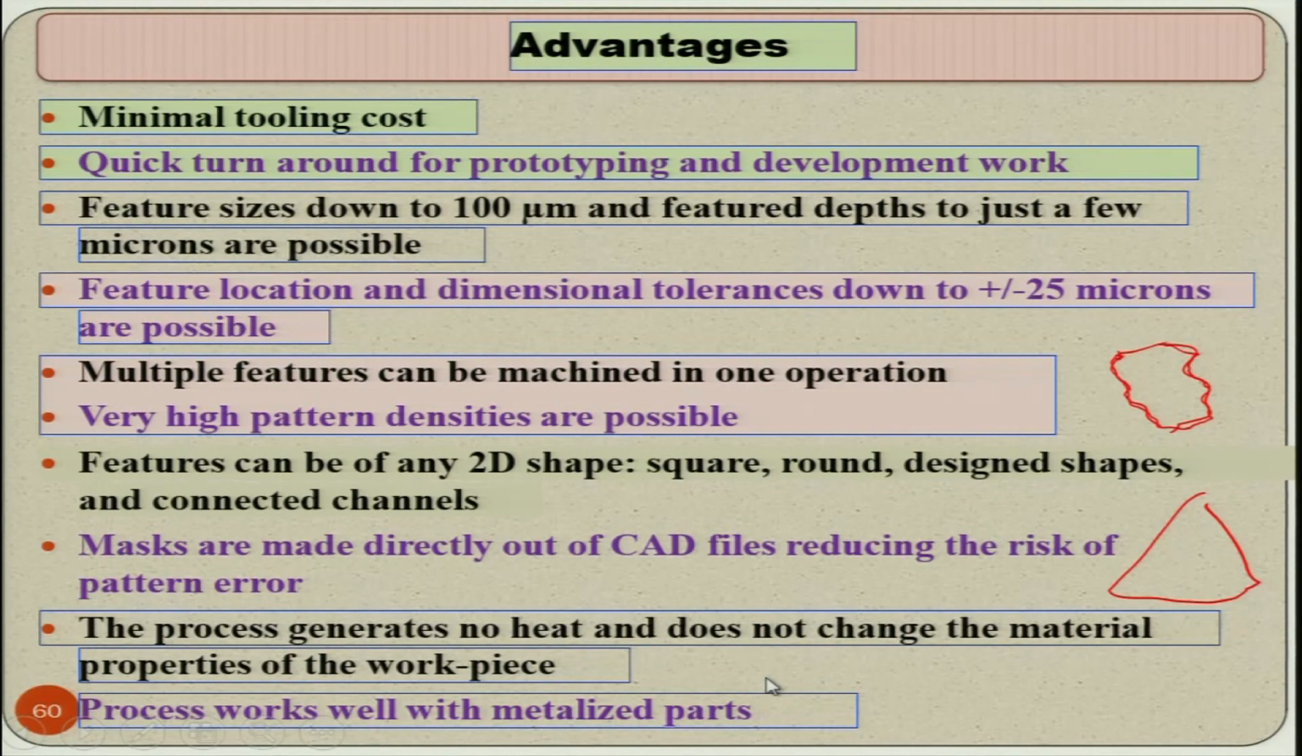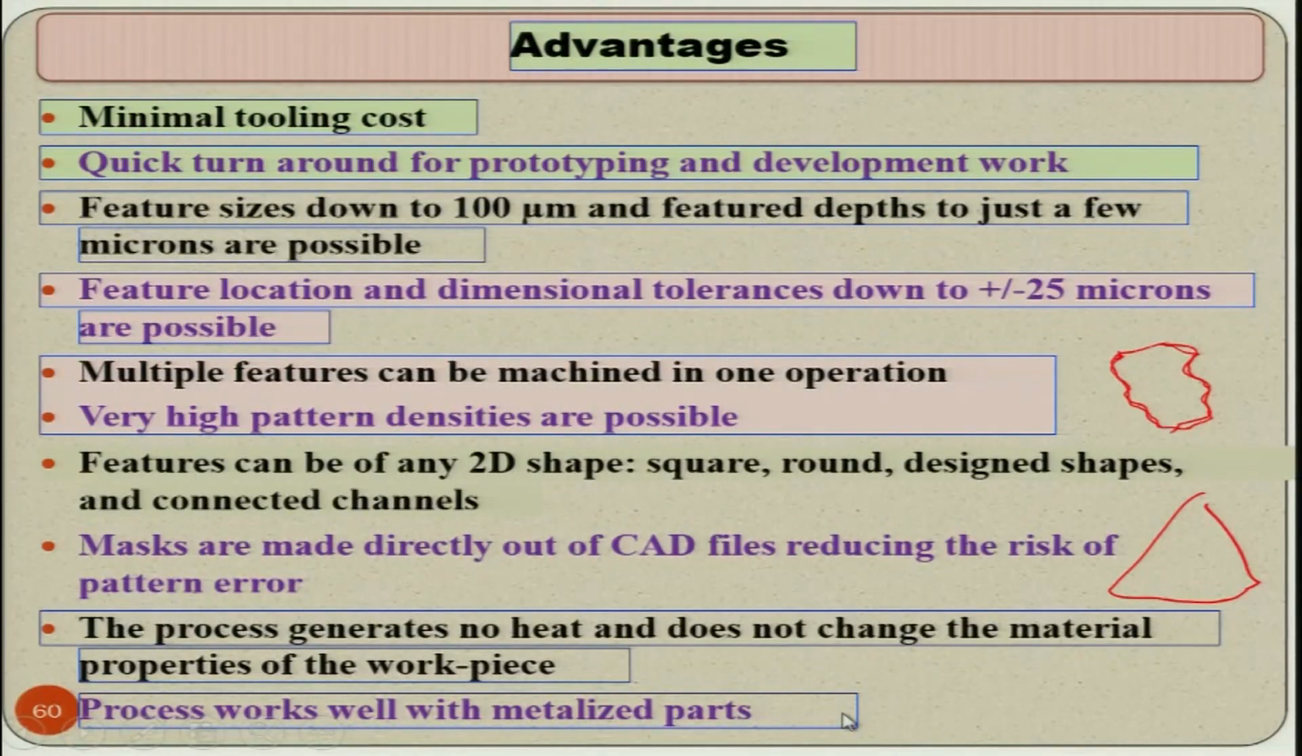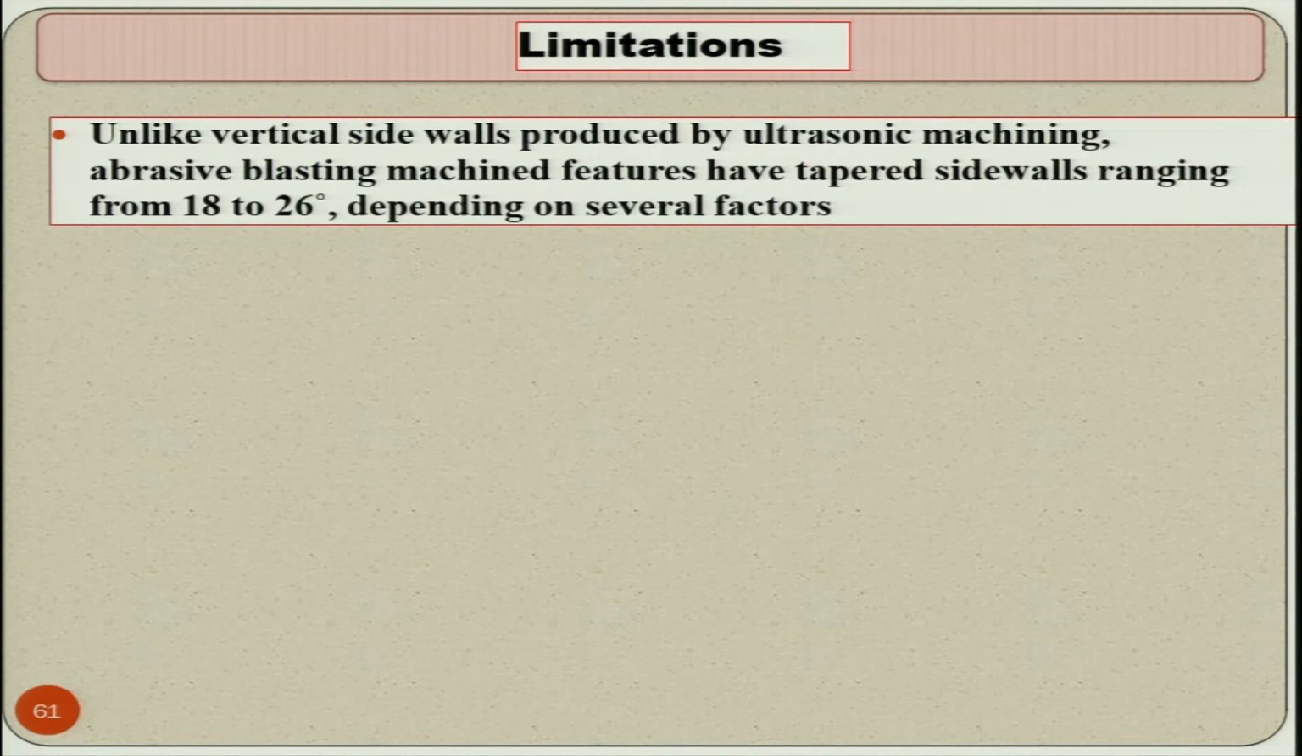Increasing the temperature of the workpiece by 10-20 degrees centigrade has no effect on the properties of the workpiece material, but in conventional machining processes where temperature goes up to 500-600 degrees centigrade, there are definitely changes in the mechanical and physical properties of the workpiece, but not in the abrasive jet micromachining process. And the process works well; metallized parts can also be machined with it. There are certain limitations of this process, as with every other process.